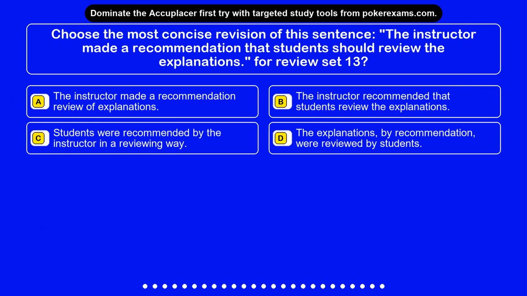Question 22. Choose the most concise revision of this sentence. The instructor made a recommendation that students should review the explanations. For review set 13. Option A. The instructor made a recommendation review of explanations. Option B. The instructor recommended that students review the explanations. Option C. Students were recommended by the instructor in a reviewing way. Option D. The explanations, by recommendation, were reviewed by students.